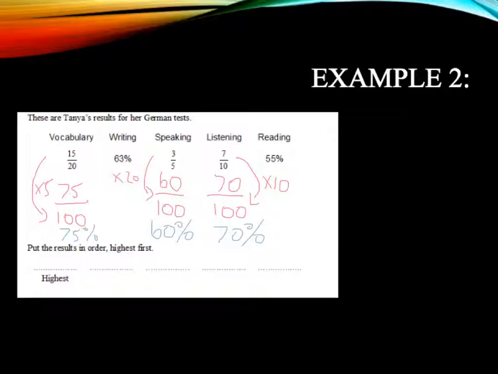Highest first would be this one, vocabulary. So that one's first. Next highest would be listening. So L. Next highest, I'm just looking across. So 63 is the next one. So writing next. Then 60, which is speaking. Then last of all 55%, which is reading. So in terms of highest, we've got vocabulary, lowest being reading, and it's much easier to compare now they're all in the same format. I've turned them all into percentages.